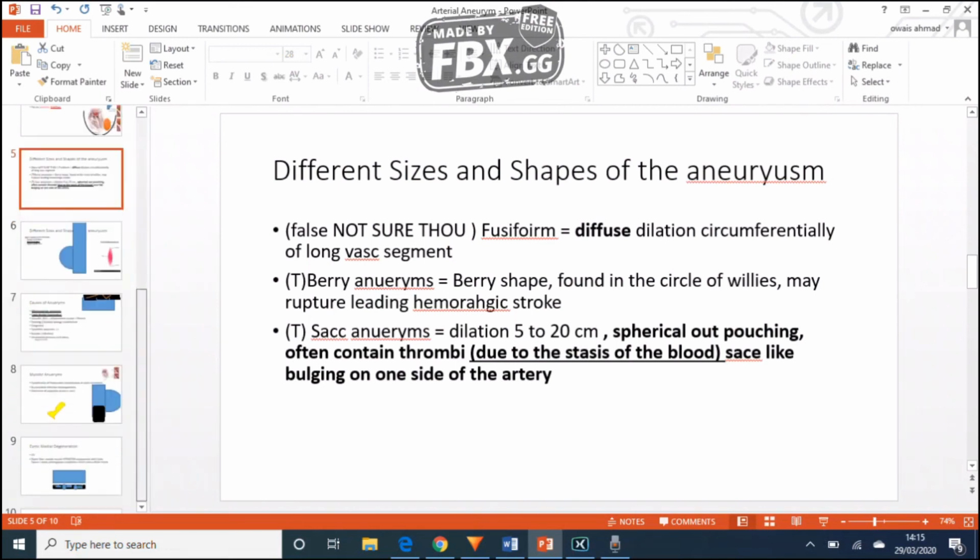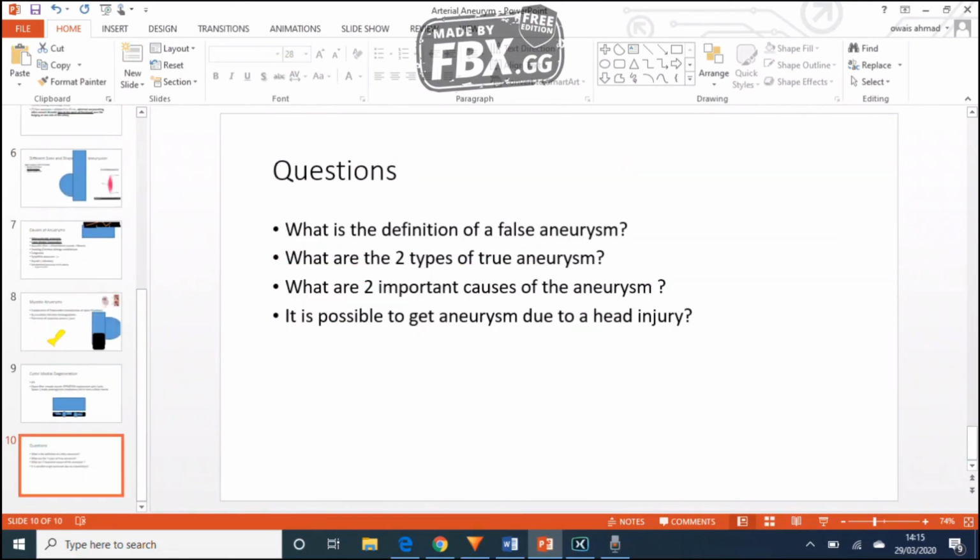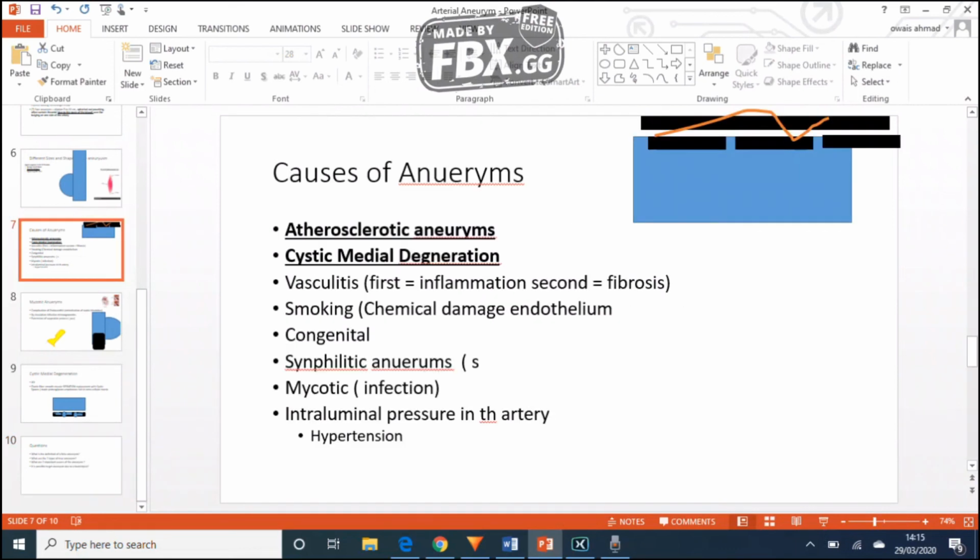Okay, what are the two important causes of aneurysms? So take your time to answer that. Right, so here's the answer: atherosclerosis and cystic medial degeneration. So these two, and I've gone into detail for cystic medial degeneration.